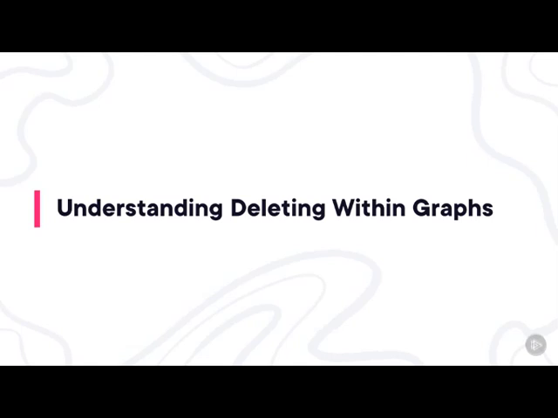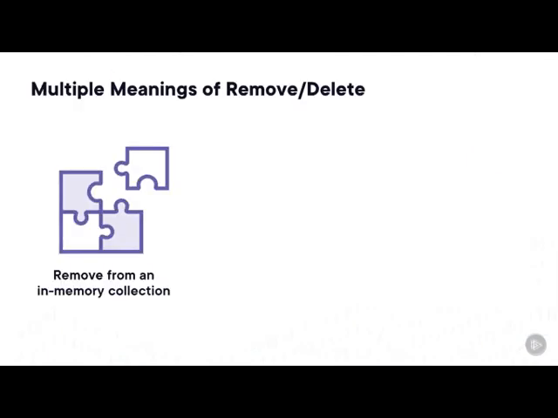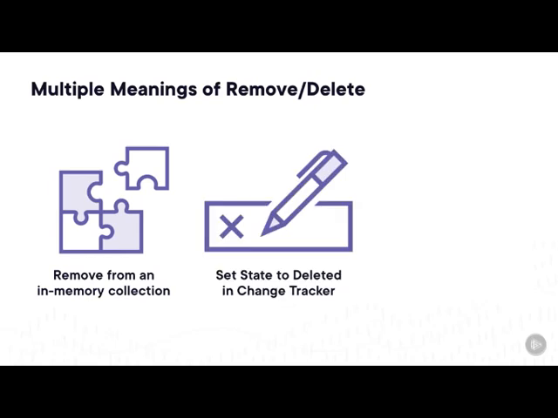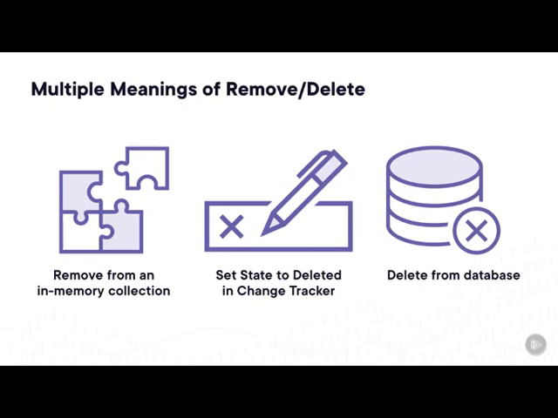Deleting objects from graphs is an interesting topic because there are a lot of players involved. You could be removing an object from an in-memory collection, marking it as deleted in the change tracker, or deleting it from the database. You've already learned that deletes were a little unnatural because the change tracker needs to be aware of an object in order to delete it.